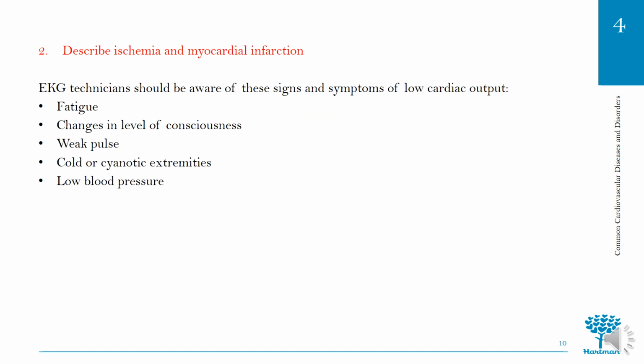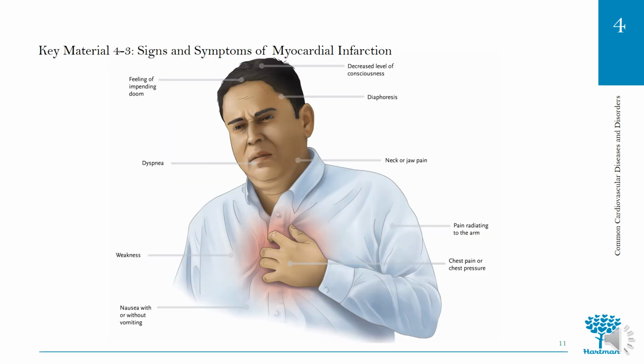So as an EKG technician, you should be aware of these signs and symptoms of low cardiac output. What does cardiac output mean? Fatigue, changes in level of consciousness, weak pulse, cold or cyanotic extremities, and then low blood pressure. So signs and symptoms of myocardial infarction. Angina pectoris, diaphoresis. What does diaphoresis mean? Nausea with or without vomiting. Weakness, dyspnea. So what does that mean?